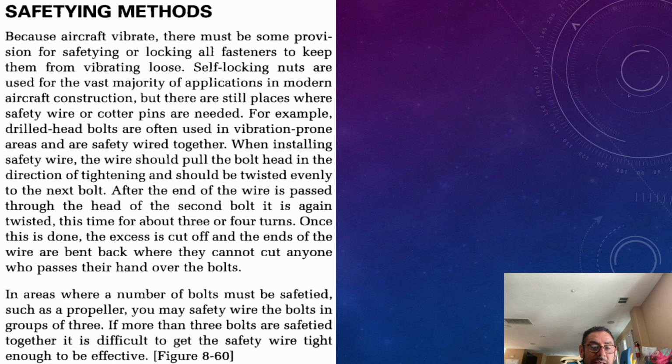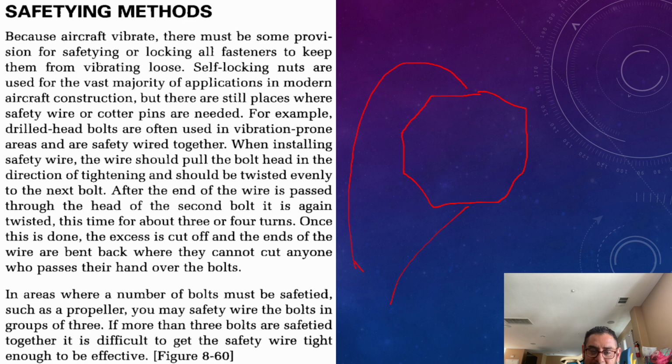When installing safety wire, the wires should pull the bolt head in the direction of tightening. So if this is your bolt, you're going to be making sure that when you apply the safety wire, you're pulling the safety wire in the direction that's going to tighten your bolt, okay? Not the other way around. So if this is your bolt, you're not going to be installing your safety wire pulling this way.